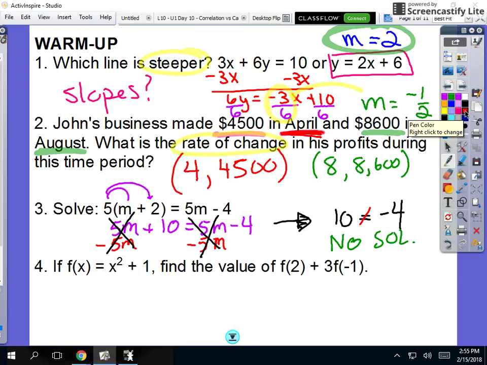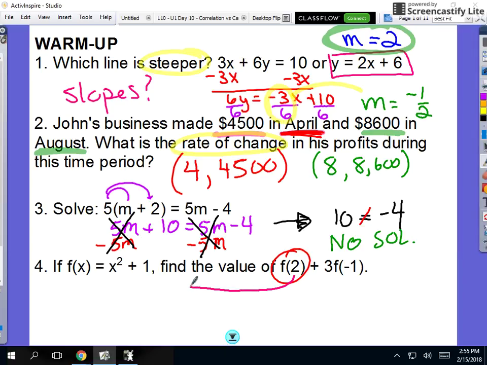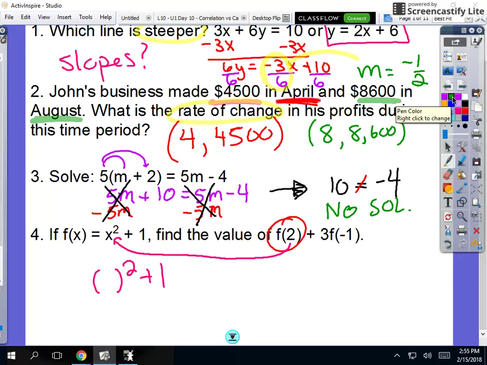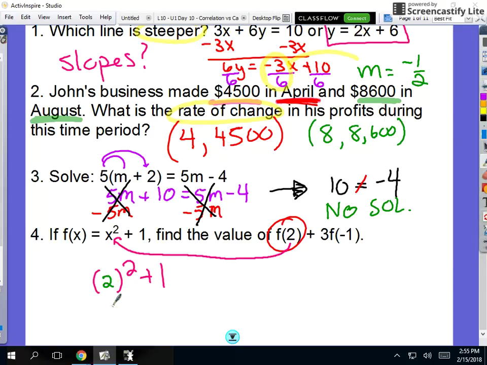So let's think about f of 2. What that really means is I'm going to take this number 2 and I'm going to plug that number in for x. So that would be, if we simplify here, something squared plus 1. What is that something? That something would just be 2. So 2 squared is 2 times 2, which is 4. 4 plus 1 equals 5. So we know that f of 2 is 5.